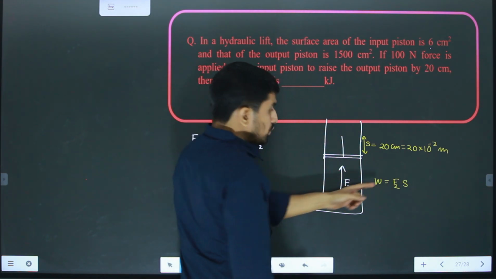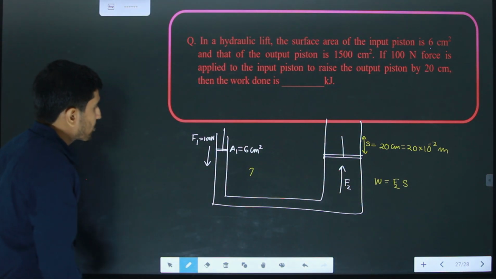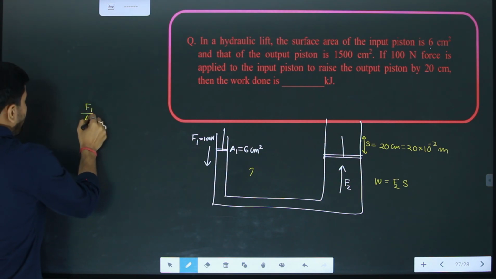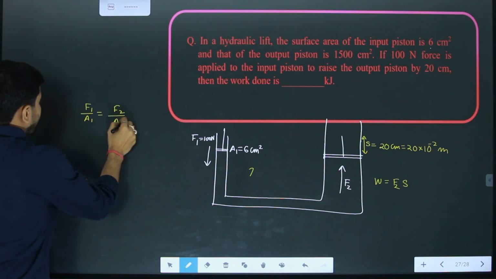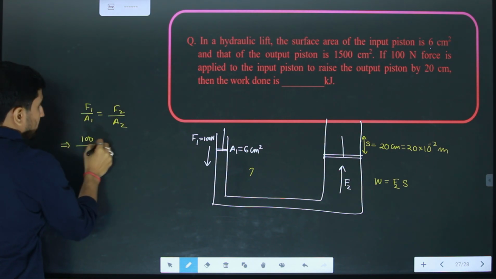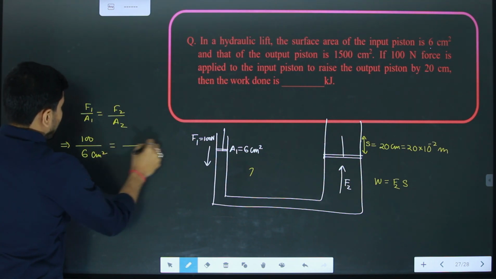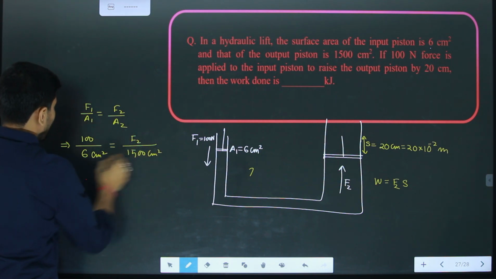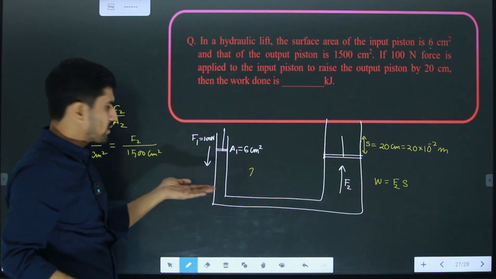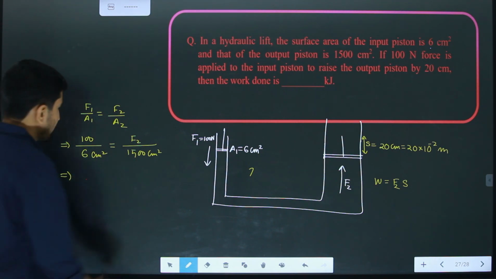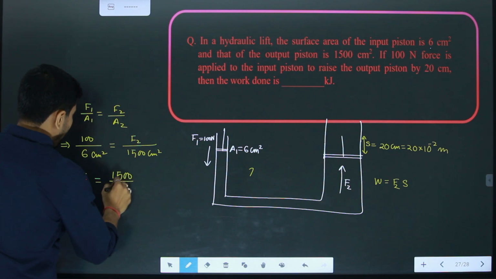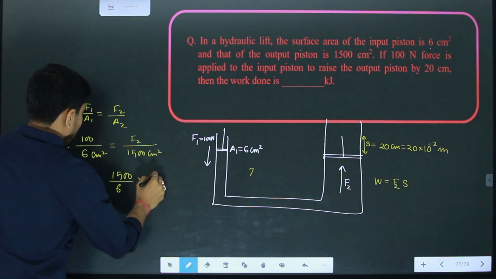To calculate the work done, we need to know the force first, right? So, what is the force? Well, according to Pascal's law, F1 by A1 should be equal to F2 by A2, right? So, this is 100 and area is 6 centimeter square. This force has to be calculated and this is 1500 centimeter square. I am not converting this centimeter square into SI unit, because it will be cancelled. Okay, it is in the ratio form. So F2 is equal to 1500 divided by 6 multiplied by 100.